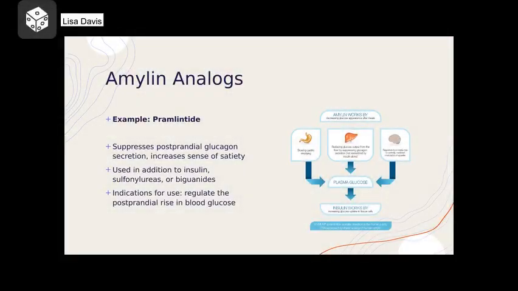So the next two drugs that we're talking about are going to be injections, but they are usually given in addition to oral antidiabetics. So we tucked them in here at the end. The first one we're going to talk about is an amylin analog, and our example is pramlintide.